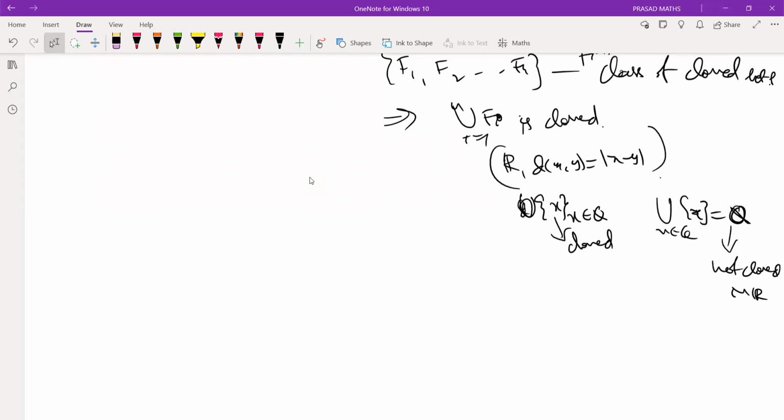Why? Root 2 is a limit point, because you give me any neighborhood, root 2 minus r, root 2 plus r, it contains at least one rational number by the density property of rationals. Therefore, root 2 is a limit point of Q, but root 2 does not belong to Q. Therefore, it's not closed. So arbitrary union of closed sets may not be closed.